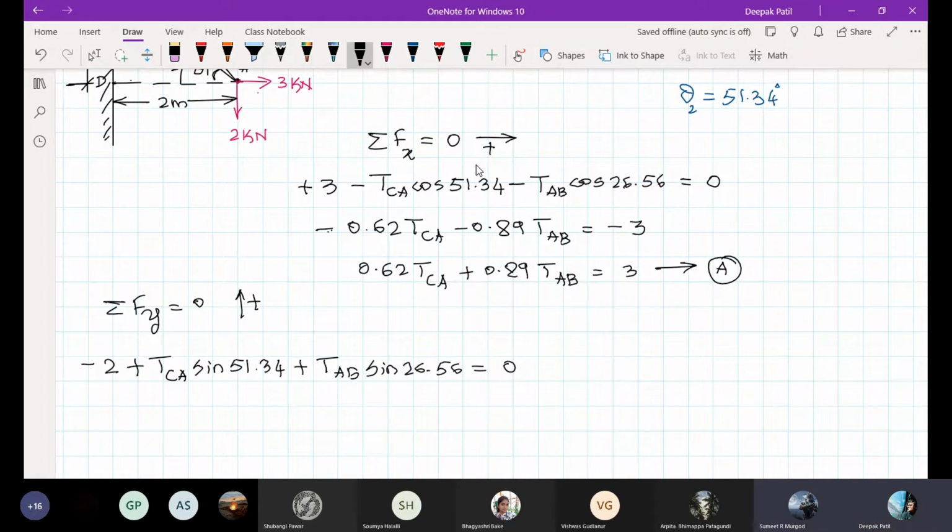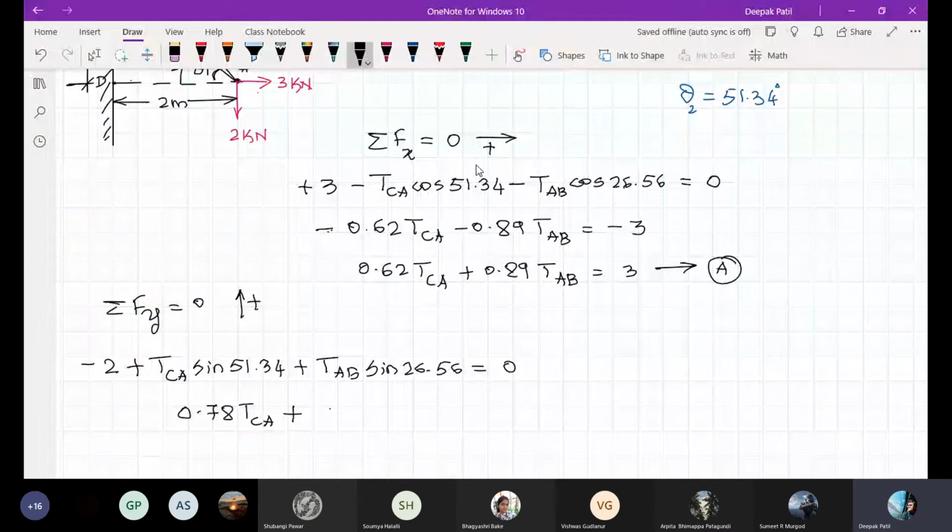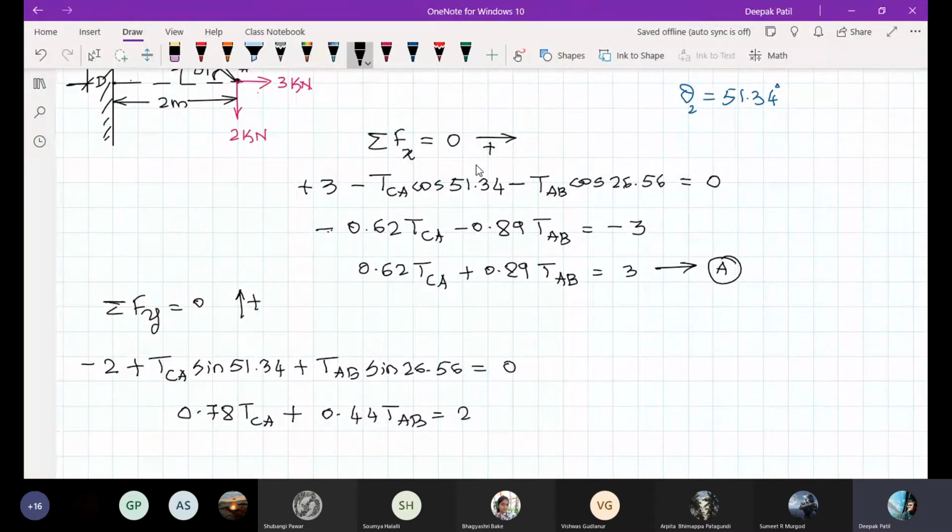Yes, sir. Yeah, let me simplify this. Sine 51.34 is 0.78, so I write 0.78 TCA plus, since sine 26.56 is 0.44, plus 0.44 TAB. I will take this minus 2 to the right hand side, so it becomes 2. You can see this also involves two unknowns. Let me call this equation B.